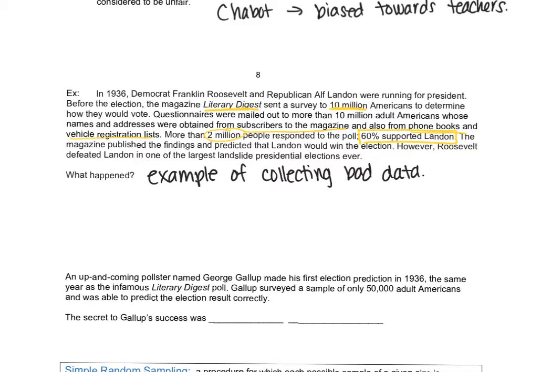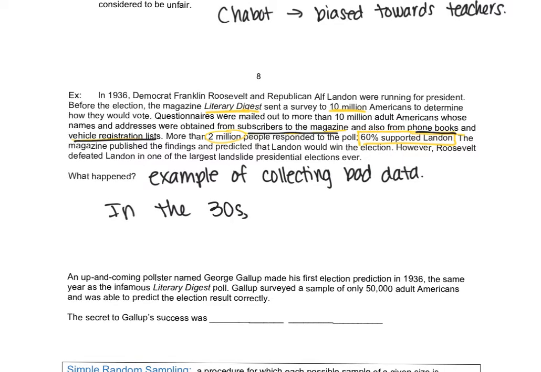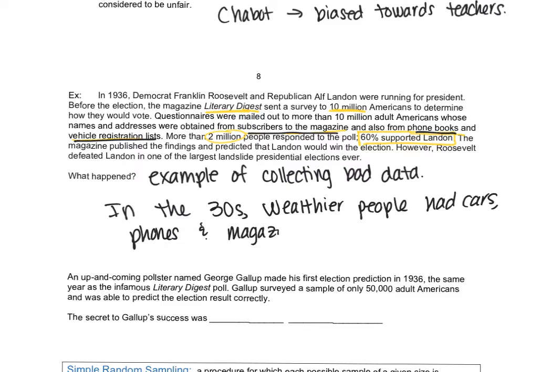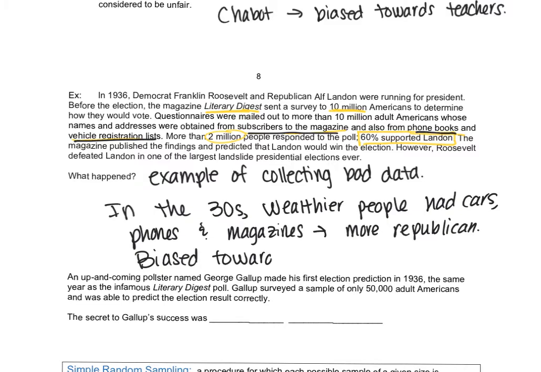So what went wrong here? It feels a little out of touch now, but they only went to subscribers of their magazine, phone books, and car registration, which in the 30s were wealthier people. Wealthier people had cars and phones and magazines, and they also tend to be more Republican. So essentially, wealthy people were overrepresented. It was biased towards wealthy people, which is not representative of the entire US.